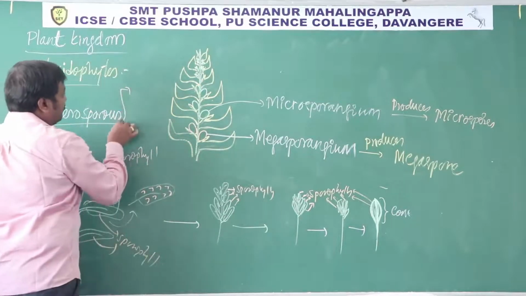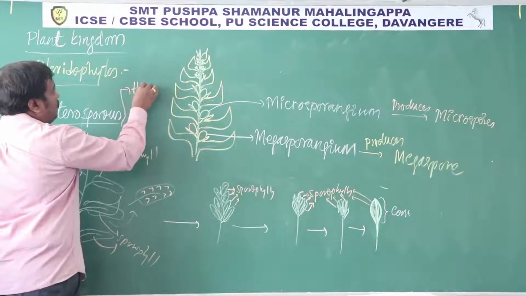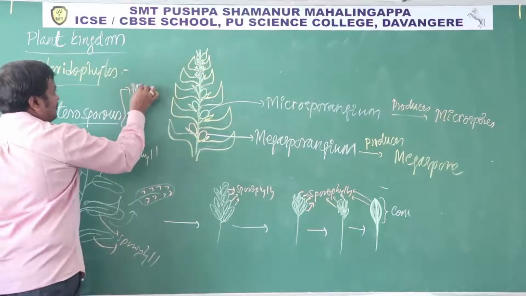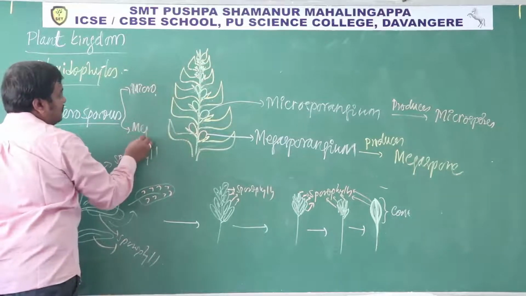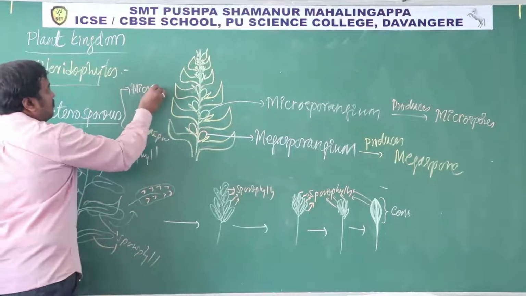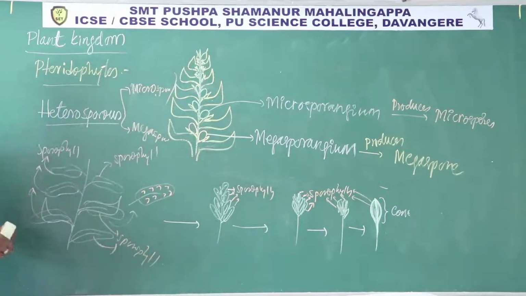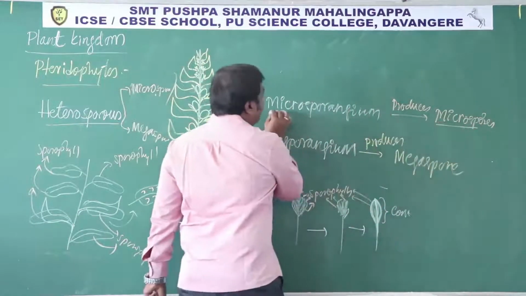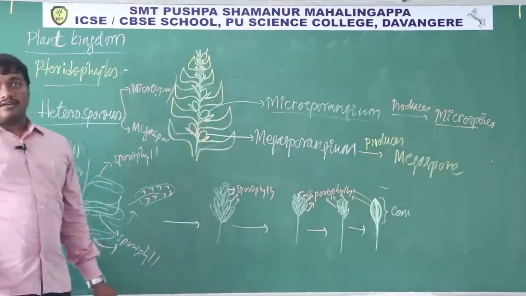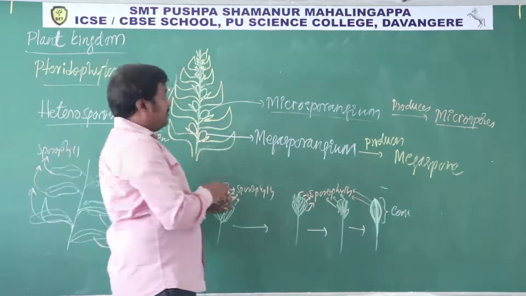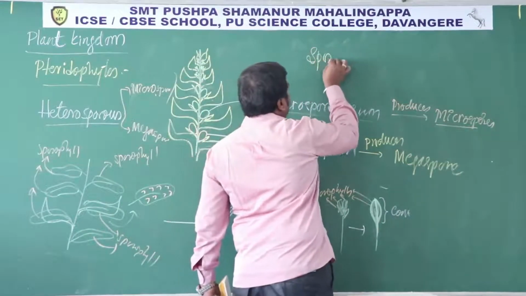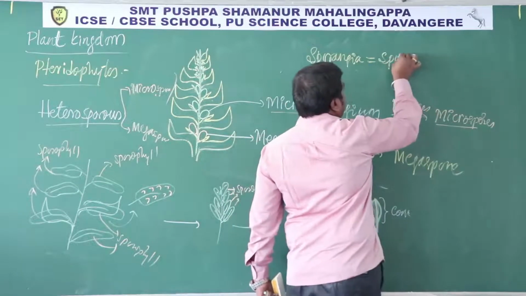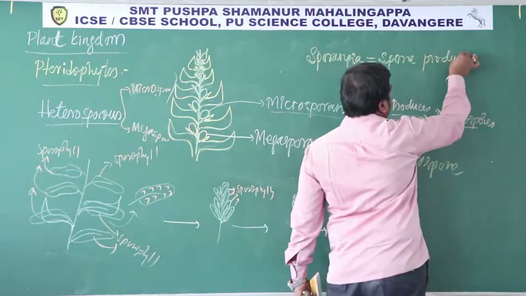pteridophytes, two kinds of spores are produced. One is microspore and megaspore. Microspore and megaspores are produced in heterosporous. Where are they produced? Microspores are produced in a microsporangium. Okay, you know the meaning of sporangia, the meaning of sporangia: a spore producing structure.